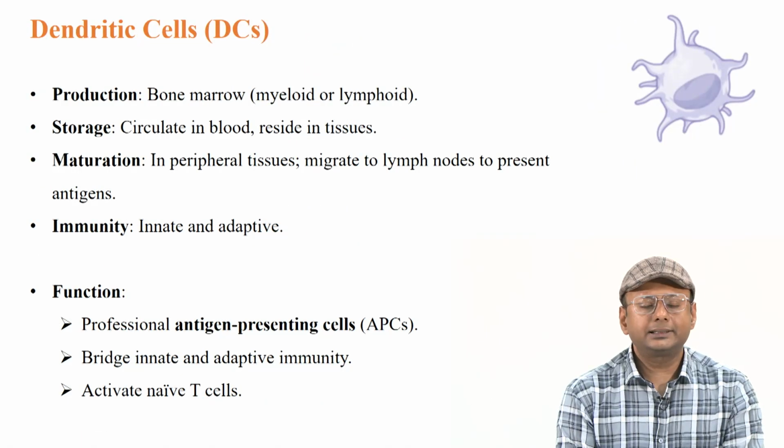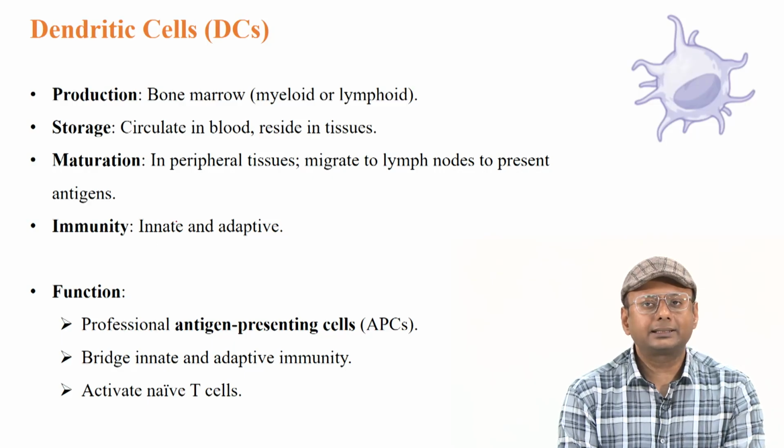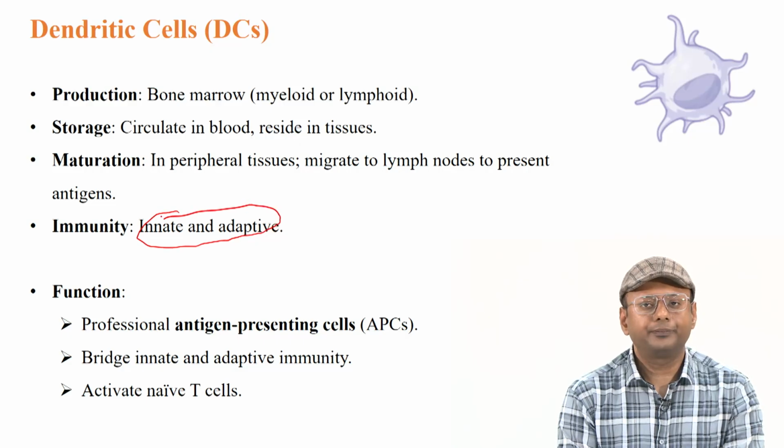So the next one is dendritic cells or DC. This is also an antigen presenting cell. They get produced in our bone marrow. In terms of storage, they can circulate in blood and reside in the tissue. Maturation happens basically in the peripheral tissues and lymph nodes. In terms of immunity, dendritic cells play an important role in both innate and adaptive immunity.